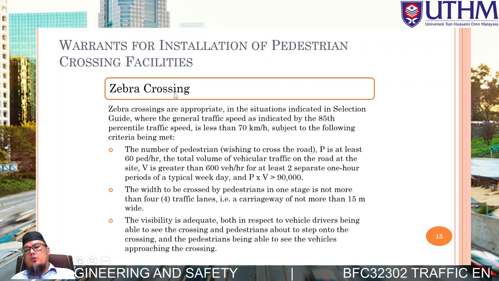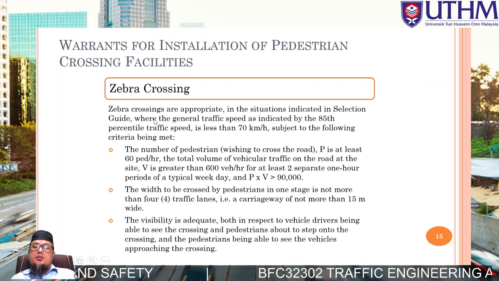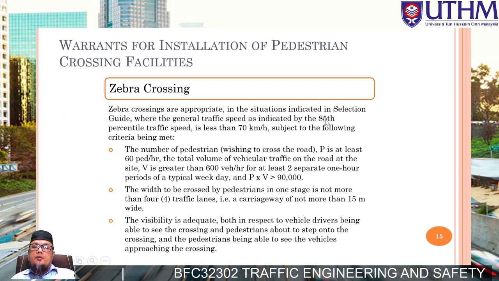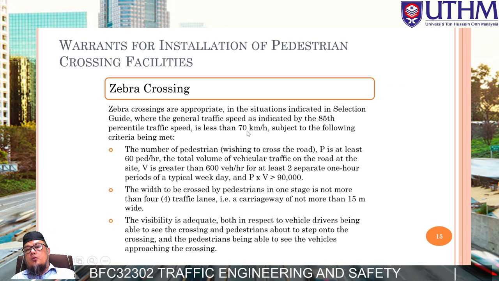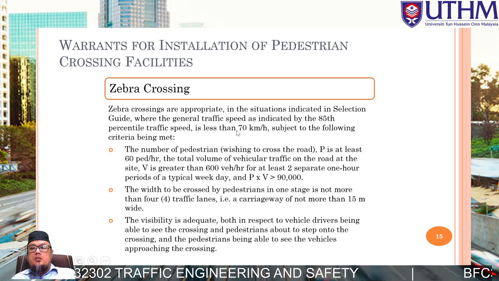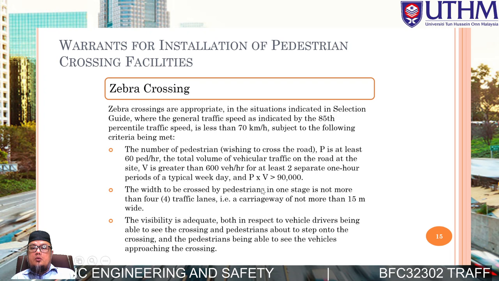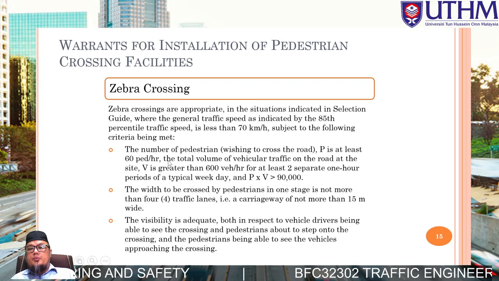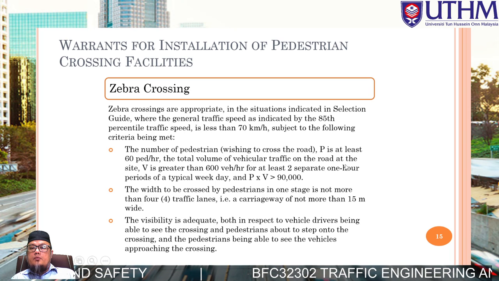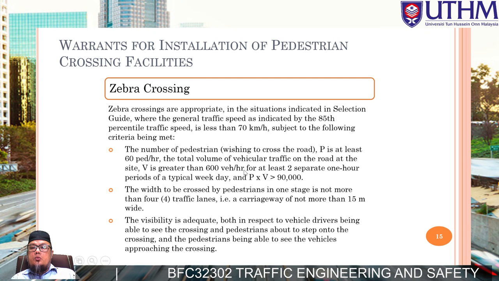Okay, the second one is zebra crossings. The zebra crossing is appropriate in situations indicated in the selection guide where the traffic speed, indicated by the operating speed at the 85th percentile, is less than 70 km per hour. Okay, we can consider installing these zebra crossing facilities if the operating speed at the particular location is less than 70 km per hour. And the pedestrian flow is 60 pedestrians per hour, with total vehicular volume greater than 100 vehicles per hour.